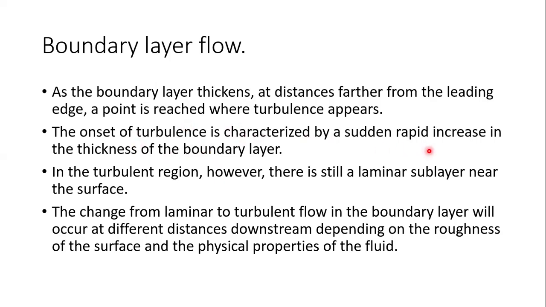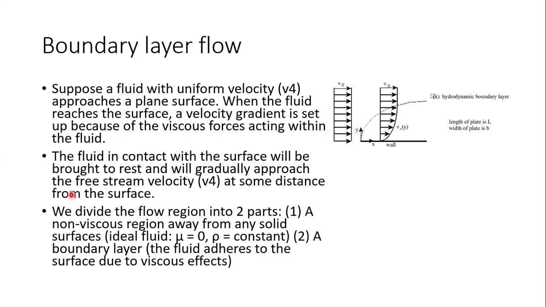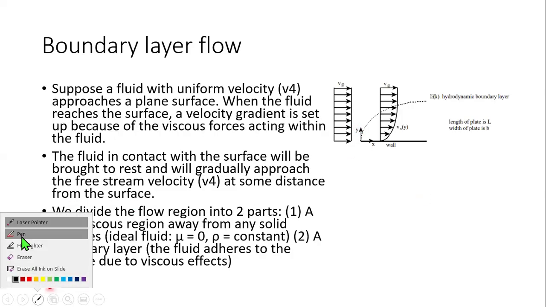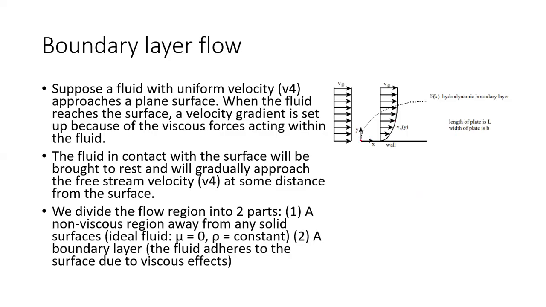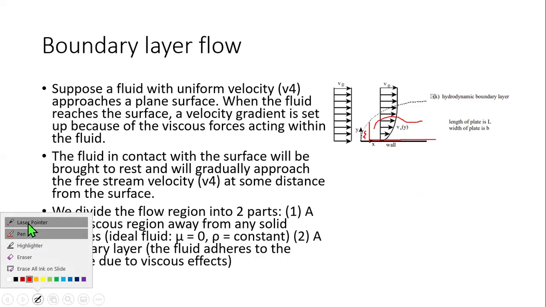And that onset of turbulence is characterized by a sudden rapid increase in the thickness of the boundary layer. So in the turbulent region, we have what we call a laminar sublayer near the surface. What we are trying to say is that if this is the graph we are considering, when it starts out, this whole portion here may be laminar. But then this part here may be turbulent. But even in the turbulent region, when we are very, very close to the surface, just that thin layer down there can be laminar. So that's what we are talking about, the laminar sublayer.